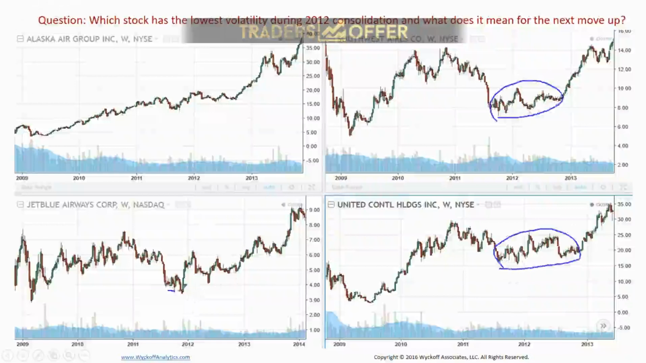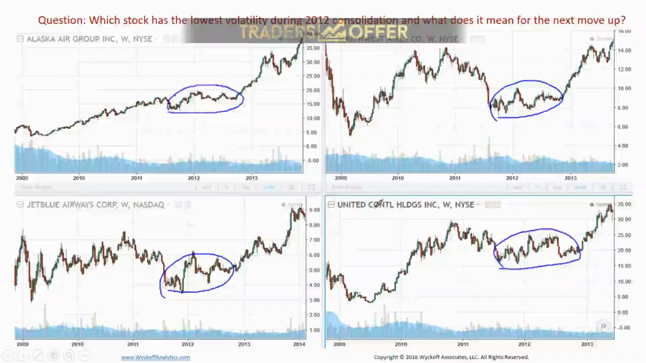Here, and I should have identified this before, so I apologize. These are the new slides, so I was working on them last night and before the workshop. So let's have some typed in results here. I want to see what you guys are thinking. Which stock has the lowest volatility during the ranges that I've identified, and what does it mean for the next move up? We already know that there's going to be a move up, but we just want to make that correlation.